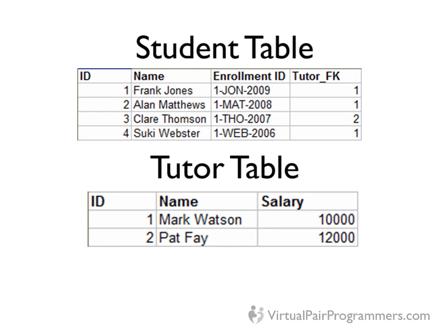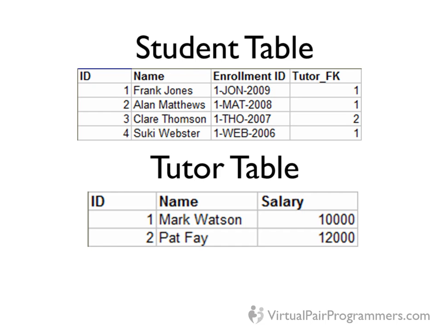However, the student of ID 3, Claire Thompson, is taught by the tutor of ID 2, and that's Pat Fay. And this way around, we only store a single piece of data in that column, and we don't have to have multiple tutors appearing in the database. By the way, if the student was able to have more than one tutor, then we'd be in trouble again, because then neither table would be able to hold the relationship. Now we'll be seeing how that's managed in chapter 11, but we don't need to worry about that right now.